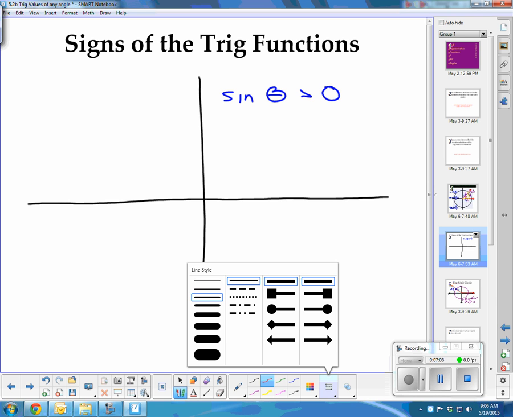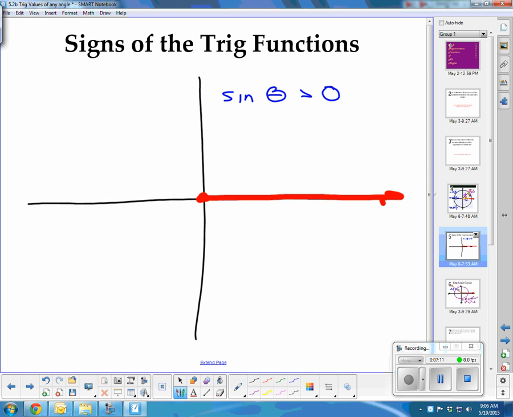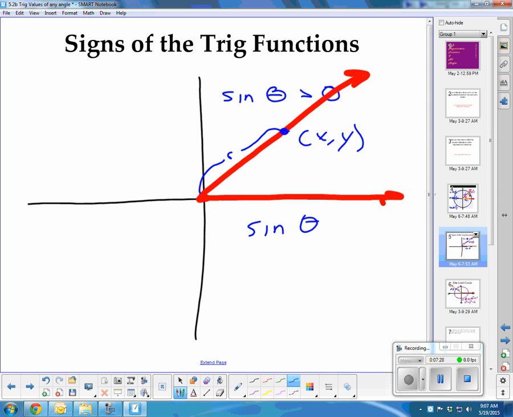The reason is, if I have my initial ray and a terminal ray with some point x comma y and some radius r, we define sine of theta to be y over r. In the first quadrant, the y is a positive value. The r is always going to be a positive value. So a positive value divided by a positive value is positive. Thusly, sine of theta in the first quadrant, when theta is a first quadrant angle, is always going to be positive. Let me get rid of that and clean up a little bit of work here.